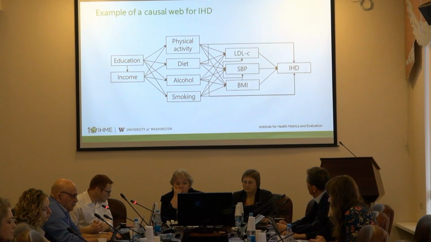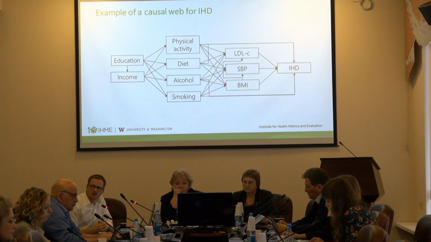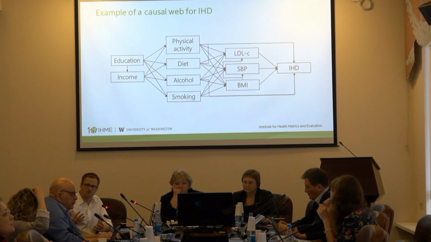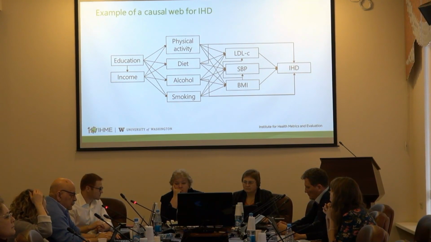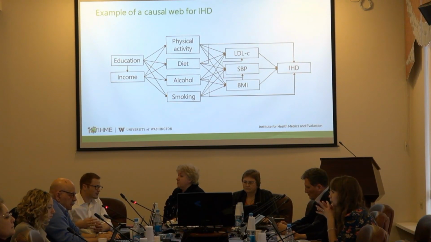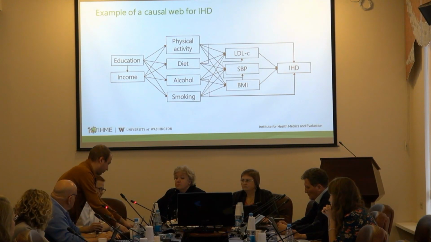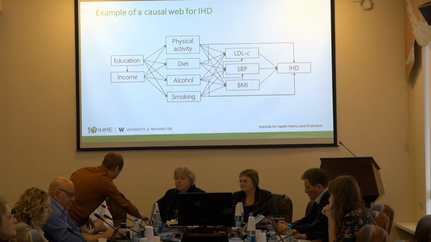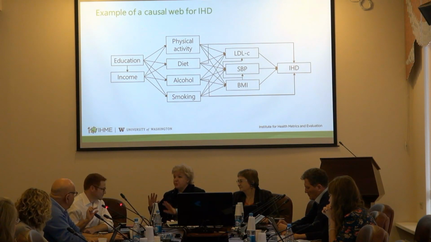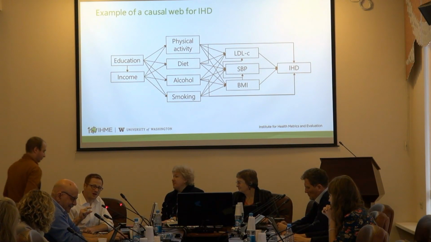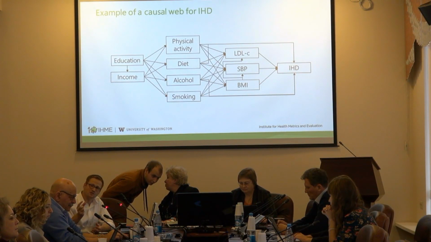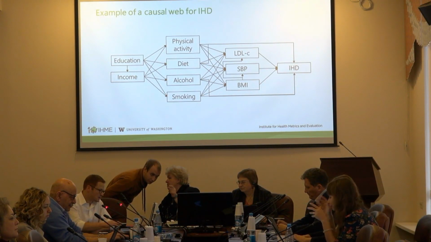So here's one example. On the left, we have education and income, which are related to each other, but also influence things like physical activity, diet, alcohol use, and smoking. And then those things are risks in and of themselves that affect ischemic heart disease directly, but also affect LDL cholesterol, systolic blood pressure, and BMI, and then those things in turn also affect ischemic heart disease.